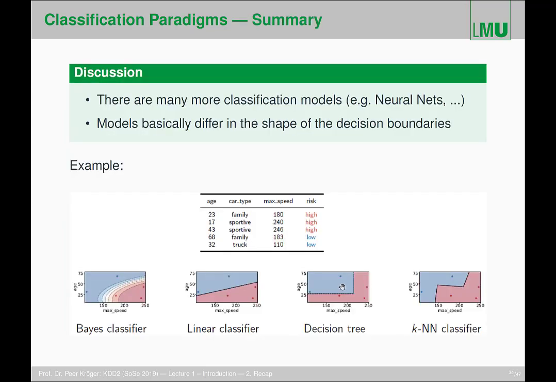So, a short summary on the classification part. As mentioned before, there are very many more classification models out there, neural networks and stuff like that. The models basically differ in their assumptions on how to discriminate between classes, which is actually the shape of the decision boundaries. Bayes classifiers are non-linear. Linear classifiers are by definition linear. Decision trees use these axis-parallel splittings. Nearest neighbor is also non-linear in some cases.